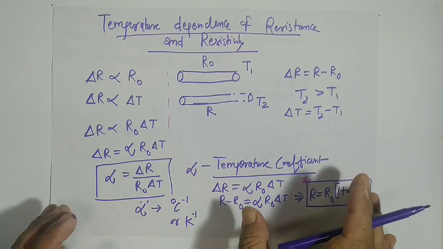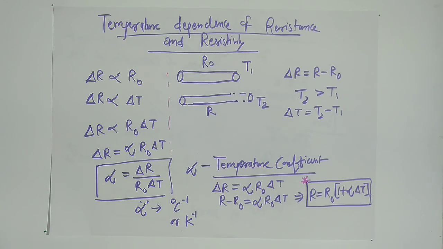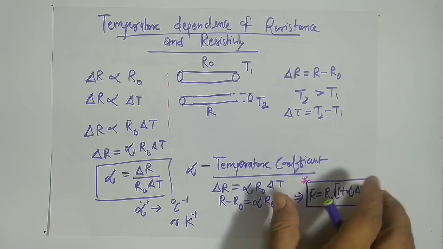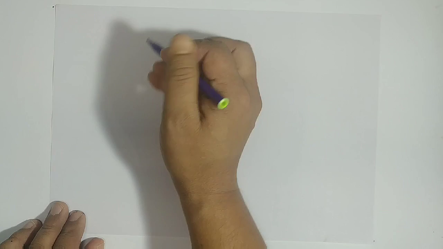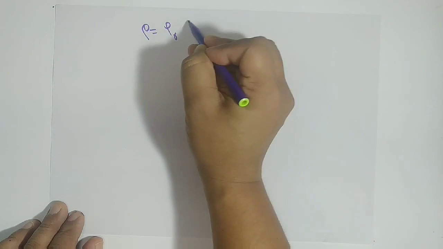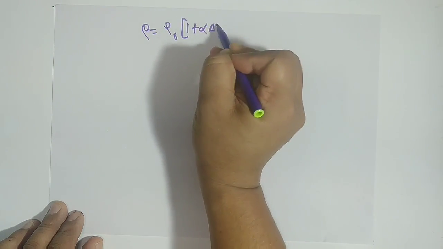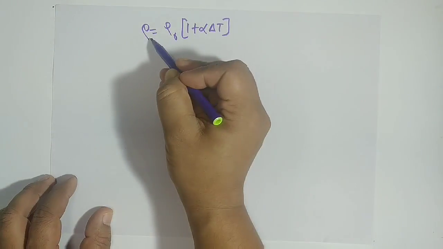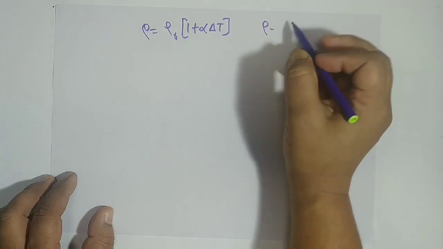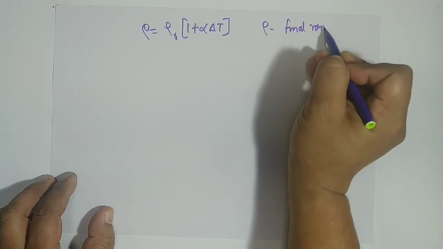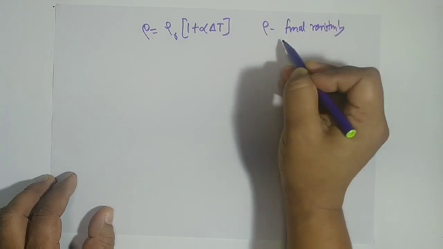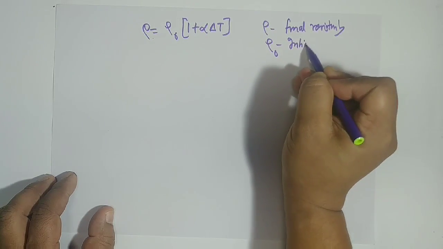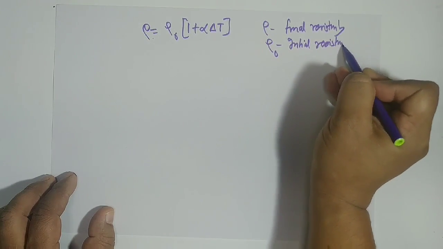This is the temperature dependence of resistance. And in the same way, can we write it for the resistivity? Yes, for resistivity I can write rho equal to rho naught into 1 plus alpha delta T. This is rho, the final resistivity, and this is the initial resistivity, and alpha is the temperature coefficient.